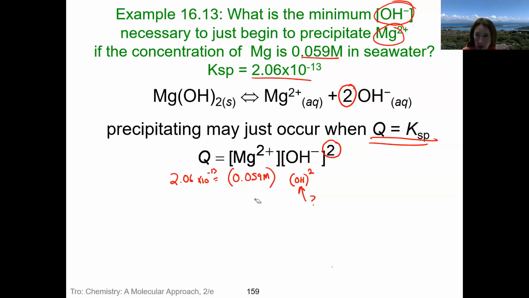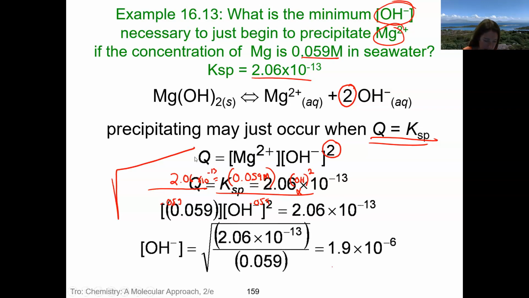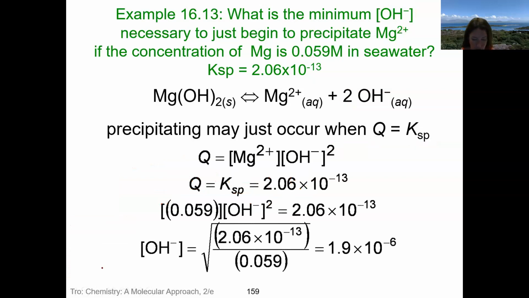And so we just plug this in. And again, this part, I'm assuming that we all can, we're just solving for X here, right? Divide by 0.059, and take the square root. And that's going to give us our hydroxide concentration, right? I just have it all here for you, so we know how to do that.